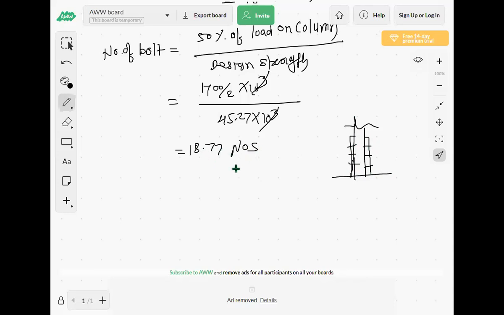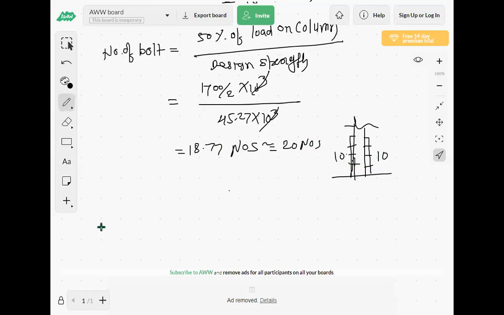It means we will assume 19, but this 19 will be an odd value. So we have to assume 20 bolts, so that we can use 10 this side and 10 this side. Are you getting? 18.77 is the odd value 19. So if we divide by 2, it is 9.5, 9.5, and like this we cannot use it. So we have to provide 20 bolts. So 10 this side and 10 this side.